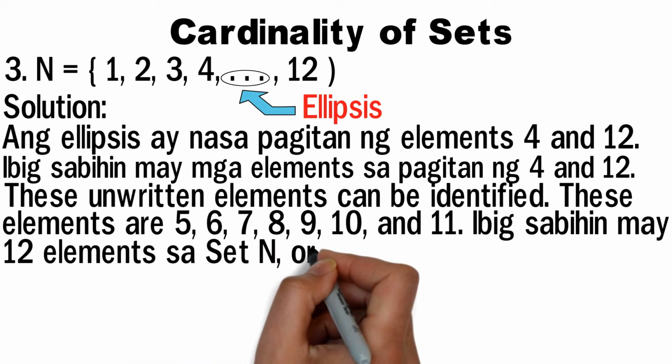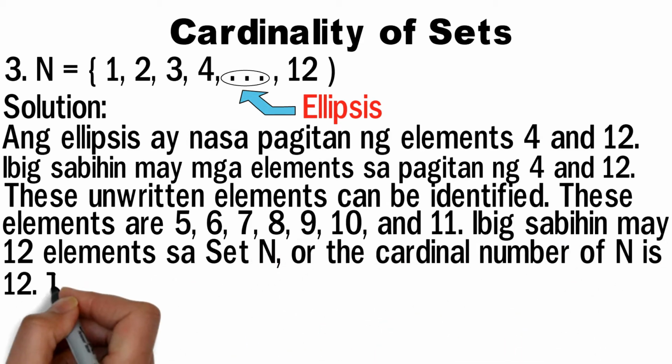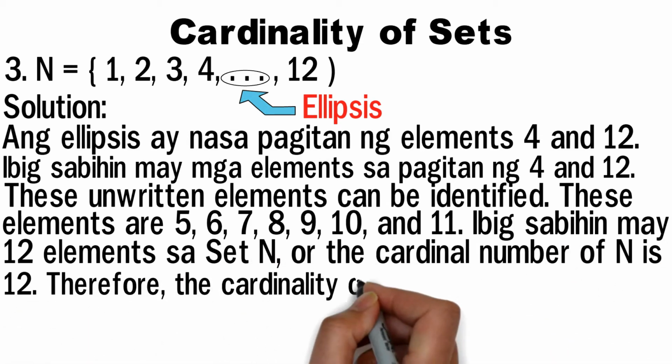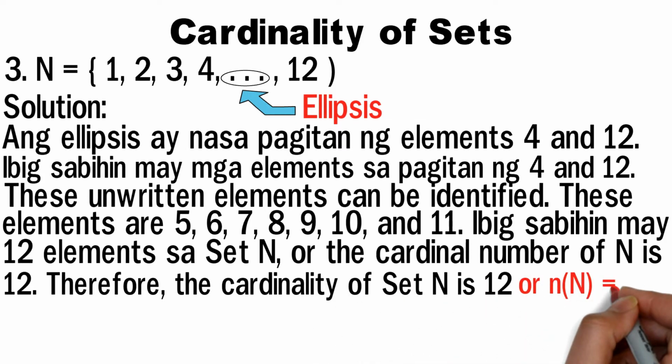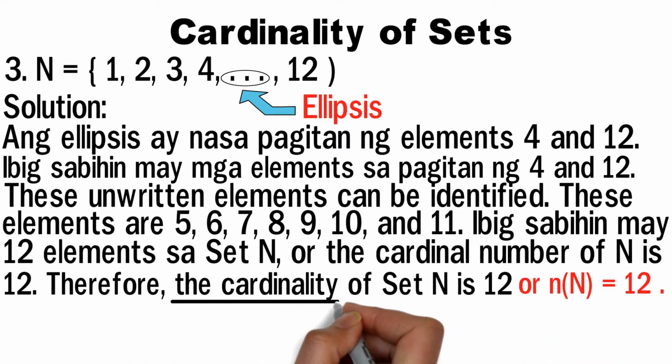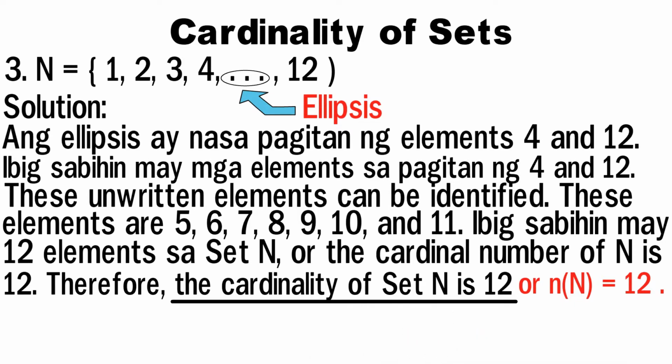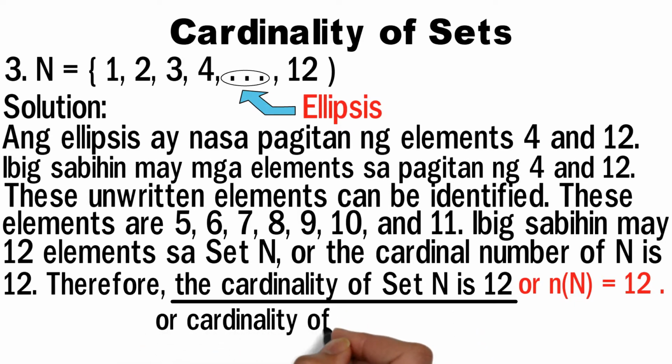Ibig sabihin, merong 12 elements sa set N or the cardinal number of set N is 12. Therefore, the cardinality of set N is 12 and it can be written like this. Pwedeng basahin as cardinality of set N is 12 or cardinality of set N equals 12.